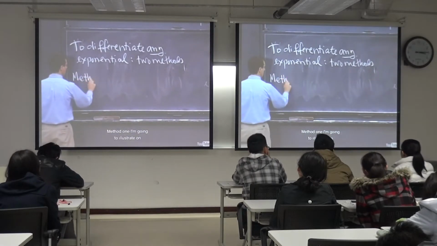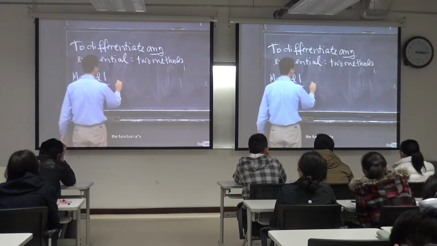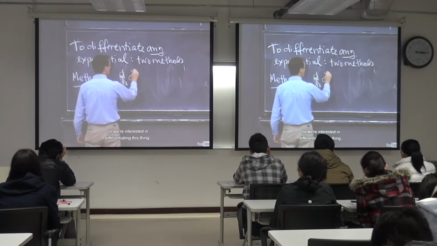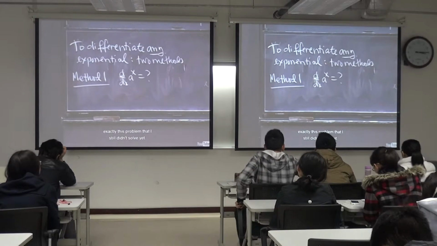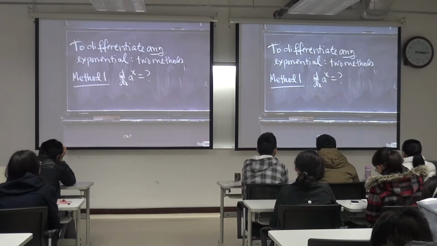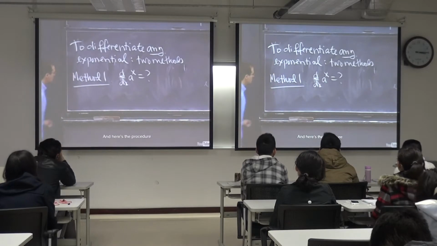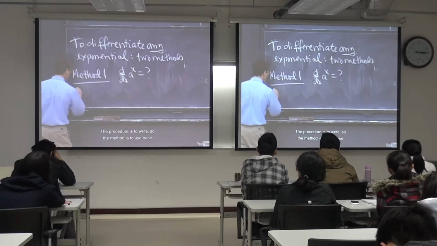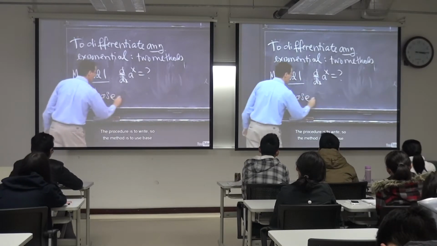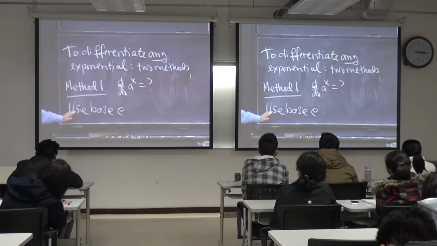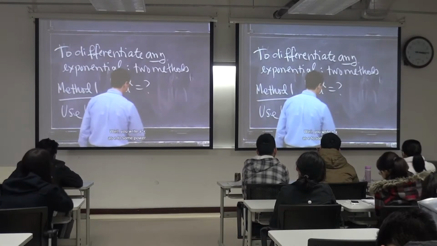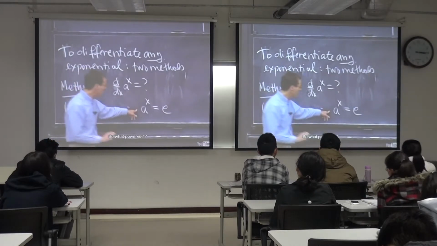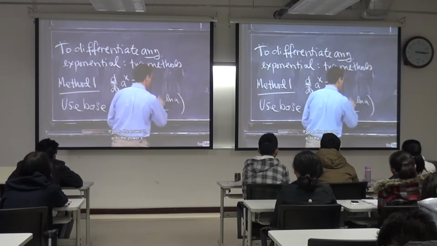So method one, I'm going to illustrate on the function a to the x. So we're interested in differentiating this thing exactly as problem type. Still didn't solve yet. Okay? So here it is. And here's the procedure. The procedure is to write, so the method is to use base e, or convert to base e. So how do you convert to base e? Well, you write a to the x as e to some power. So what power is it? It's e to the power log a to the power x.